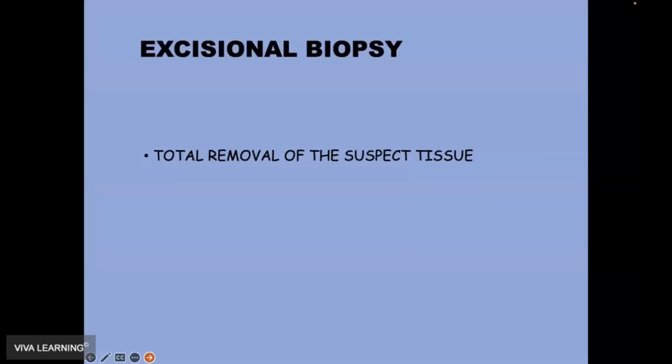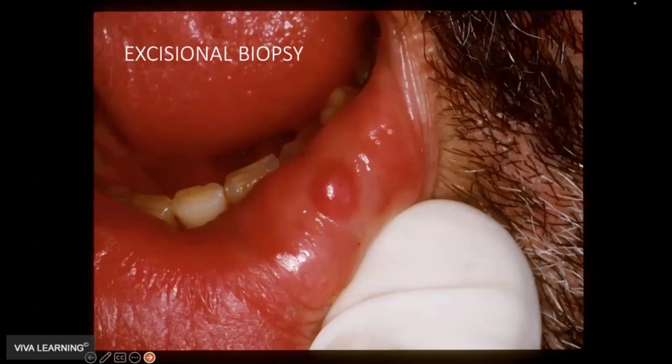Excisional biopsy, you remove the entire suspect tissue. Whatever's there, you remove the entire thing. Simple, easy, one step, you're done. So there's something there, some kind of oma, fibroma, lipoma, this oma, that oma. Don't know what it is. It's some sort of growth. So we're going to remove the whole thing. Not a difficult thing to do, relatively easy.